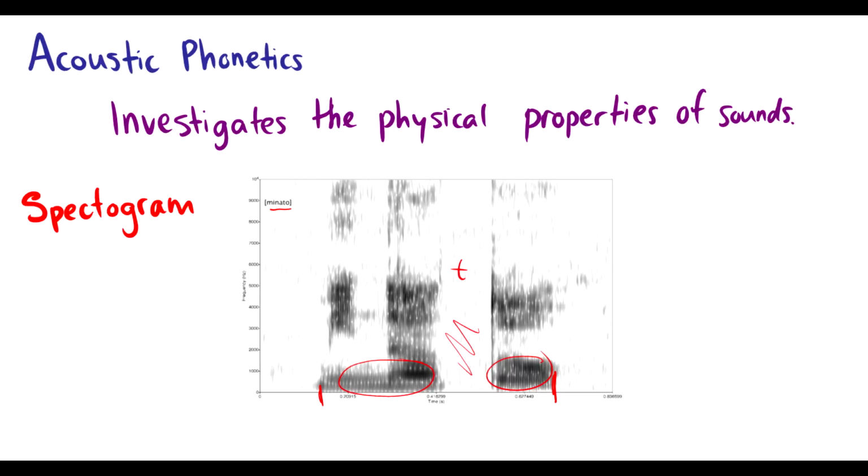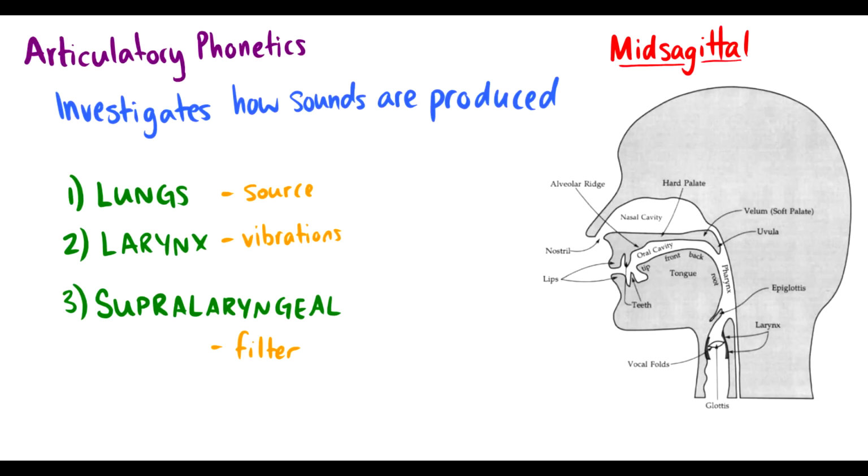This is not the type of phonetics we're going to look at, because you don't know the first thing about sounds yet. So how can you analyze something like this when you don't know how sounds are made or the different types of sounds? Instead, we're going to focus on articulatory phonetics. And this is investigating how the sounds are produced.